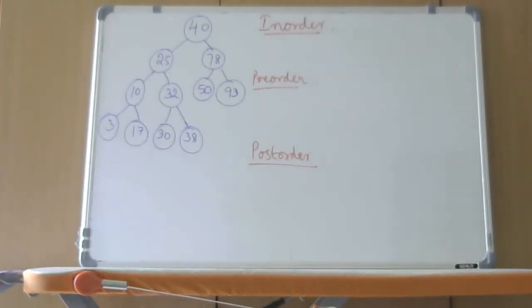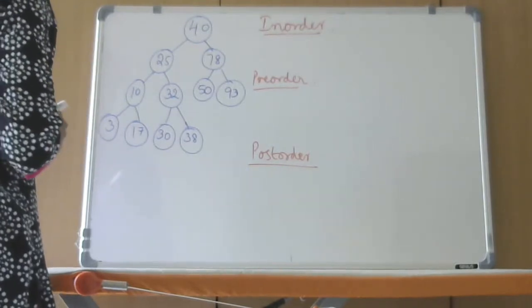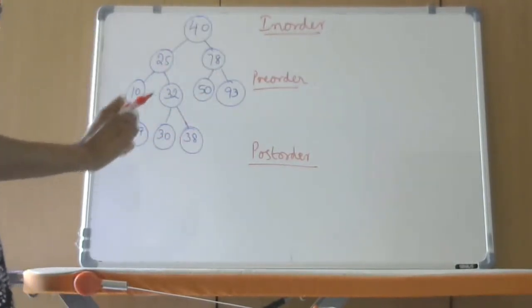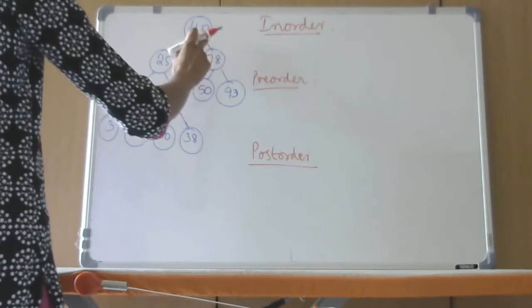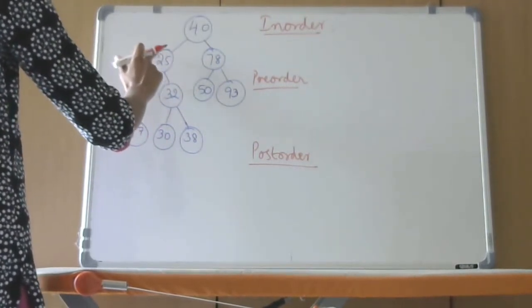Okay, look at this tree now. We have this particular tree. How can we write the in-order, pre-order and post-order? Let us see that. In-order, I said, is left, root, right. Root should come in between. The root here is 40, correct? Root should come in between left and right, so I go left first.